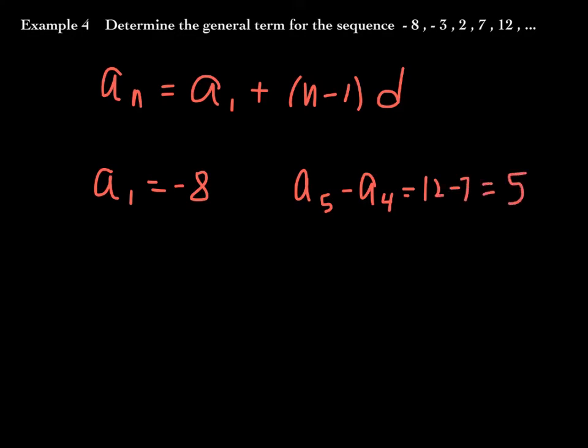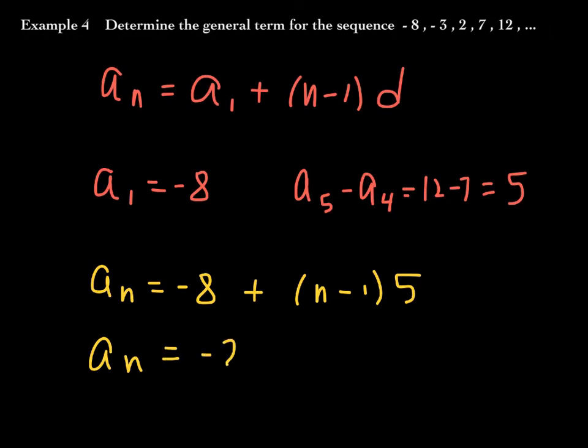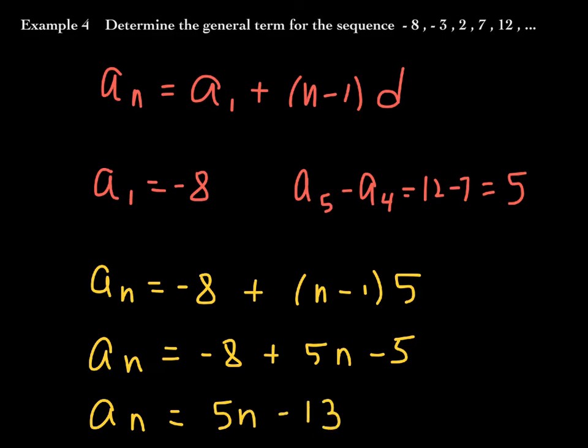All right, so let's write down our answer. a sub n is equal to negative 8 plus n minus 1 times 5. When you distribute the 5, you get 5n minus 5. So the general term can be written as a sub n is equal to 5n minus 13. This is the general term for this sequence.